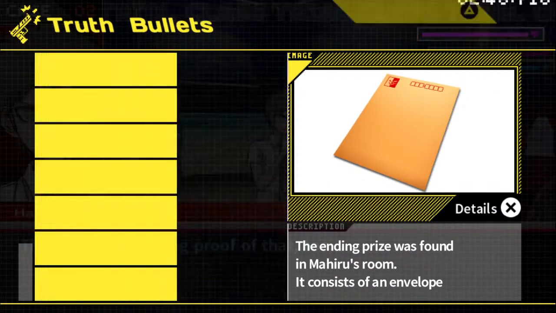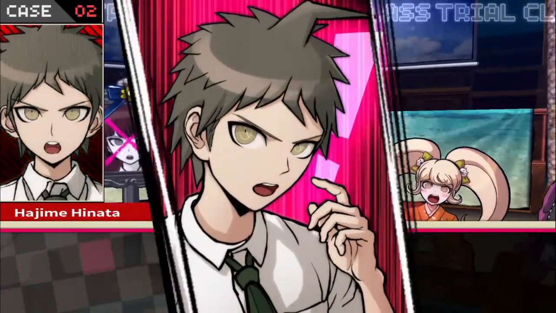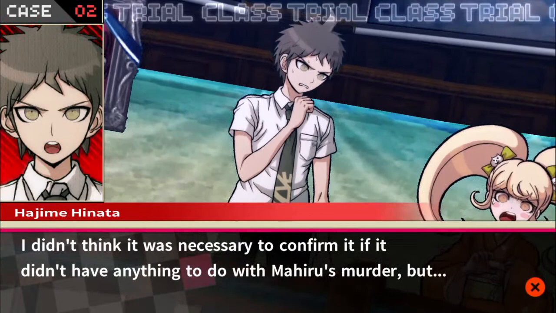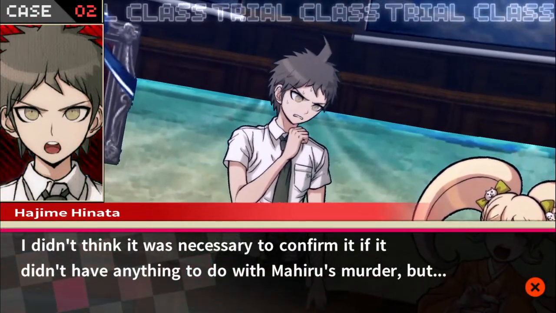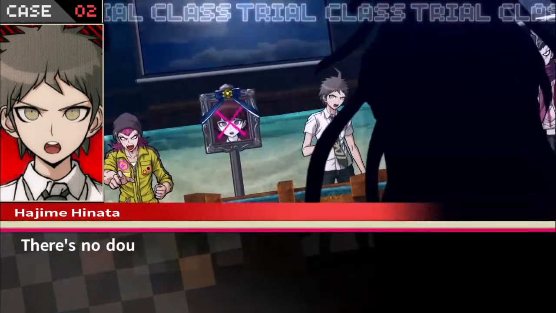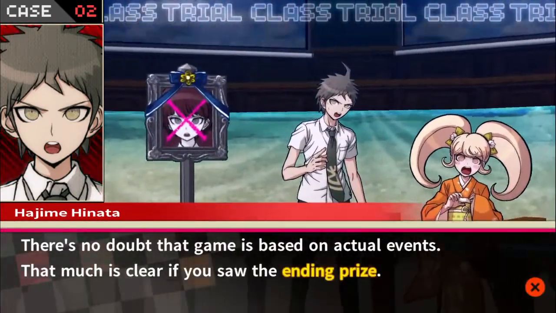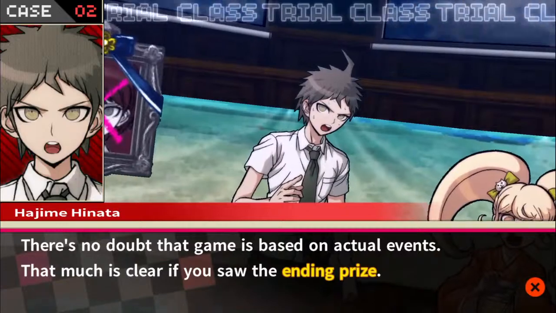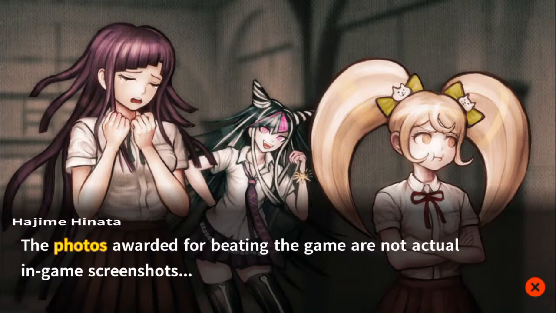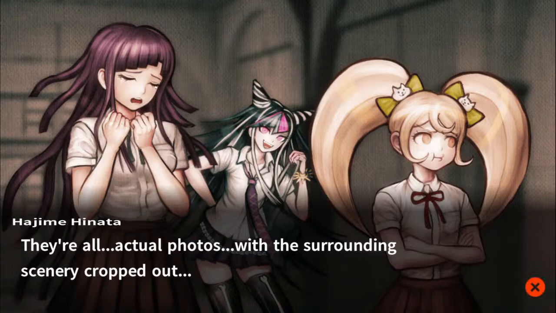I can prove it with this! I didn't think it was necessary to confirm it if it didn't have anything to do with Mahiru's murder, but... There's no doubt that game is based on actual events. That much is clear if you saw the ending prize. Photos awarded for beating the game are not actual in-game screenshots. They're all actual photos, with the surrounding scenery cropped out.